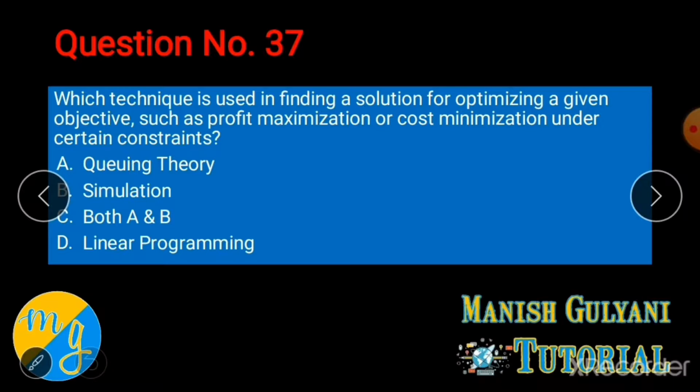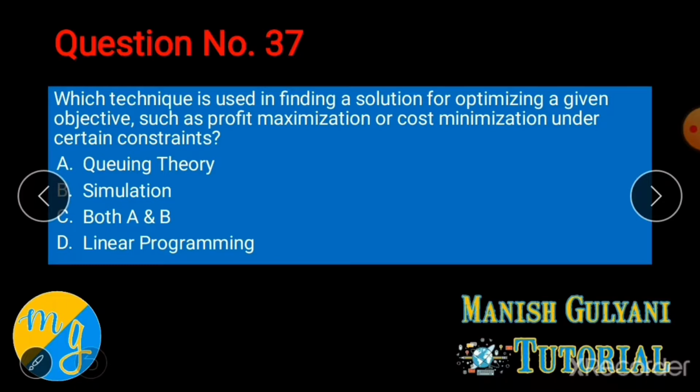Which technique is used for finding a solution for optimizing a given objective, such as profit maximization or cost minimization under certain constraints? Queuing theory, simulation, both A and B, or linear programming. Again, a very easy one.